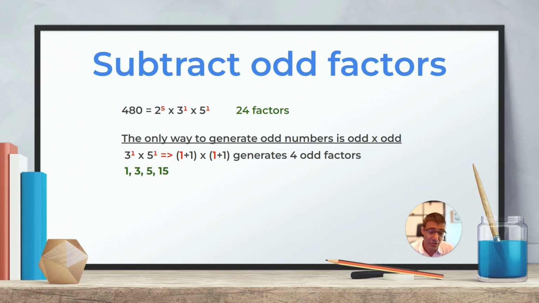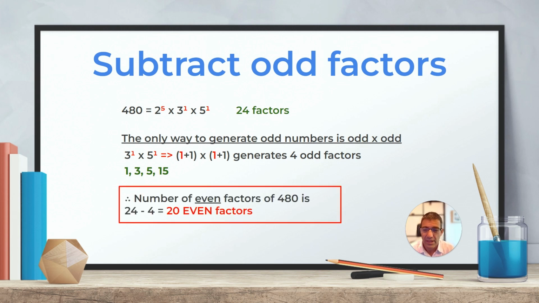Any other number is going to be multiplied by 2. And if it's multiplied by 2, it's not going to be odd. It'll be even. And so the number of even factors of 480 is 24 minus the 4 odd ones, which gives us 20 even factors. And this is the kind of work that you need to be able to do for Math Olympiad factor practice. So we can be super happy that we managed to do it.